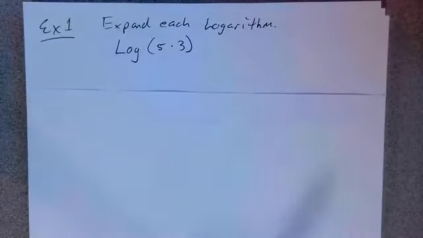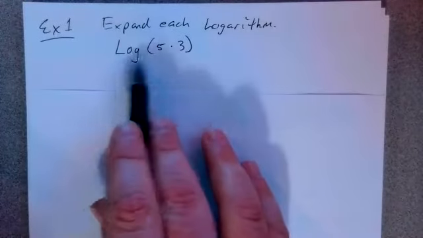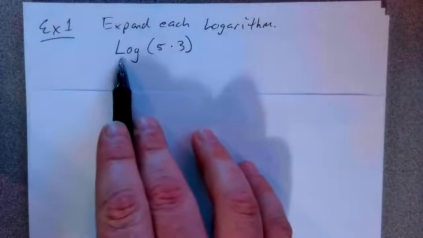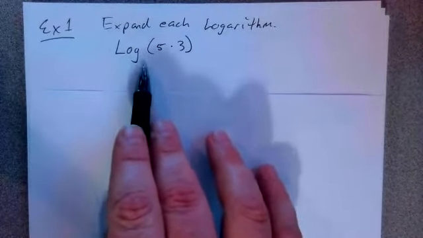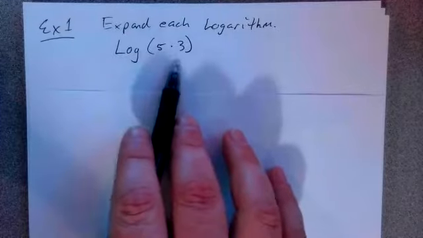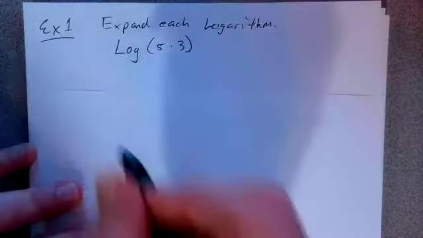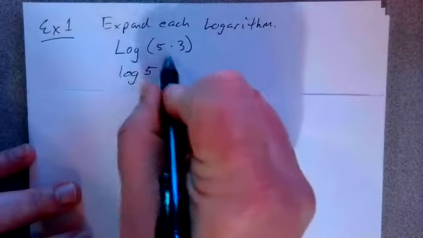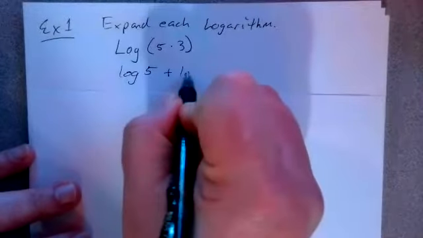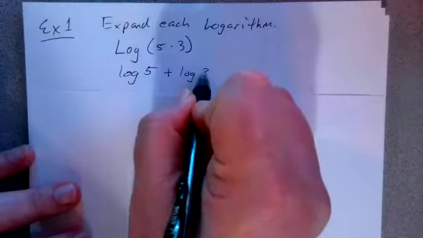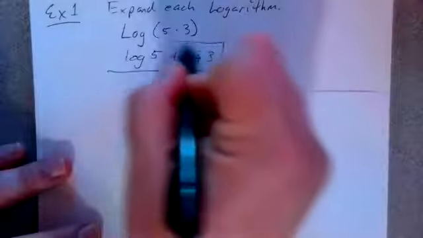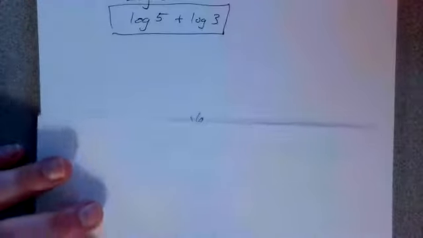This one says expand each logarithm. So here I have the log, no base, so this is log base 10. Okay, log base 10 of 5 times 3. Well, I can split this into 2 logarithms. So I can split this into log base 10 of 5 plus log base 10 of 3. And that's it. That's as far as I can take it. All right, let's take a look at another one.